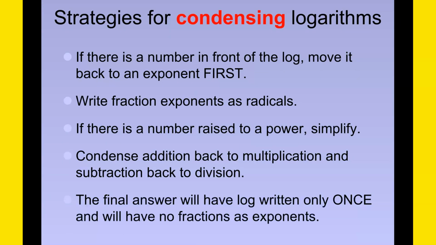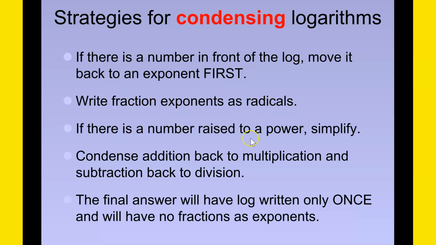Here is a written out strategy for condensing logs. If there's a number in front of the log, move it back to an exponent first. So this is basically just walking backwards from what we just did. Remember the last thing we did on the others was to move the exponents in front of their logs. Well, now if we go backwards, the first thing we're going to do is the opposite of that. We're going to take the number in front of the log and move it to the exponent place. Then if the exponent is a fraction, you're going to rewrite that as a radical. You remember how before we rewrote radicals as fractional exponents, but now we're going to rewrite fractional exponents as radicals.